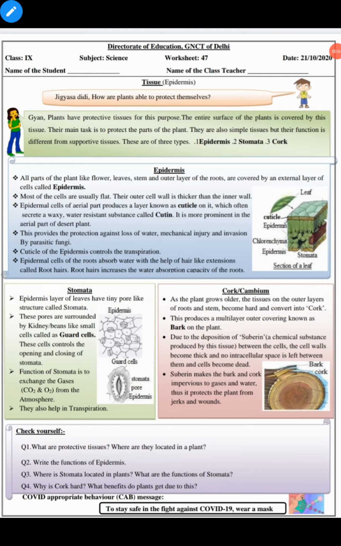Today we will discuss RDOE worksheet 47, which is from your chapter Tissue. And today we will discuss epidermis: how plants are able to protect themselves. Plants have protective tissue for this purpose.